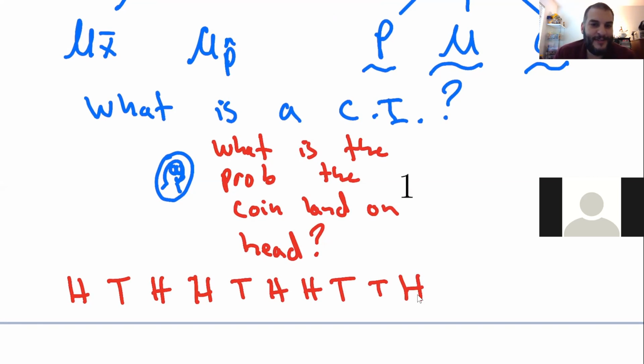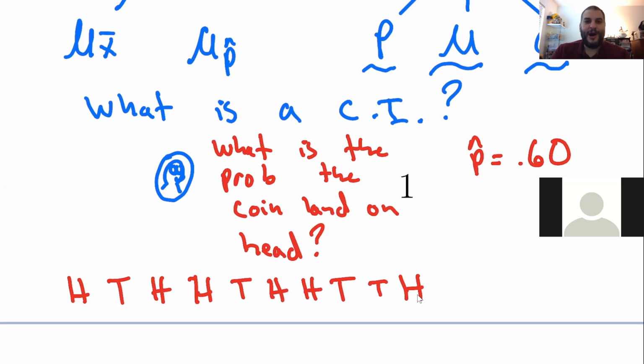Based off of this result, what percentage of the time did it land on heads? 60%. Yeah, 60%. So this is p hat. We say p hat is equal to 0.60, because 60% of the time it landed on heads. Everybody good with that so far, where we get p hat equal to 0.60?